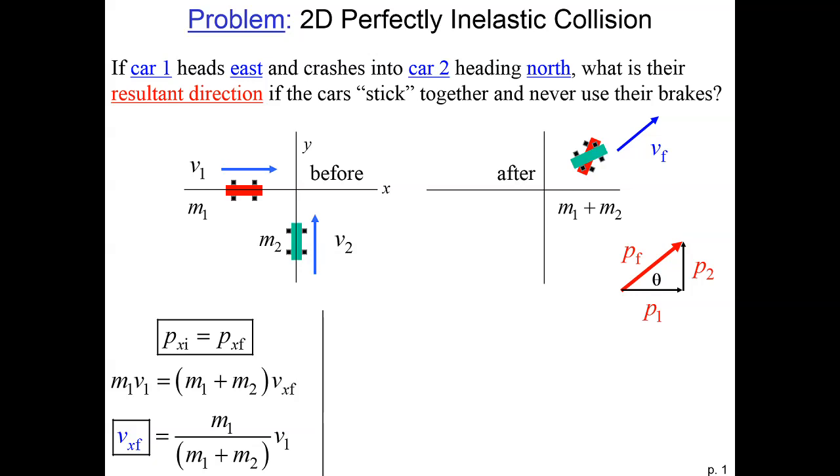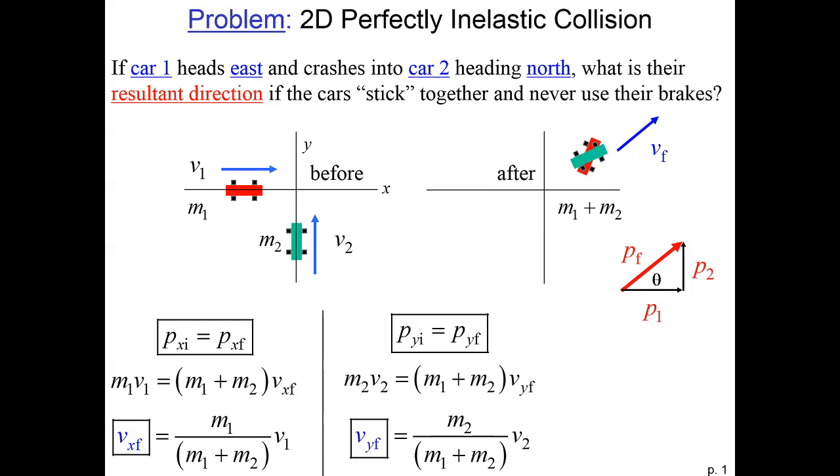Next, we do the same thing to find the y component of the velocity. Now, all the momentum in the y direction is equal to the mass of car 2 that is traveling north times its velocity. To find the y component of the velocity, we will divide the initial momentum in the y direction, the mass of car 2 times the initial velocity of car 2, by the sum of the two masses. So if we want to find the direction that the car is going, we can then find the angle that the cars are traveling at by taking the inverse tangent of the y component of the velocity divided by the x component of the velocity.